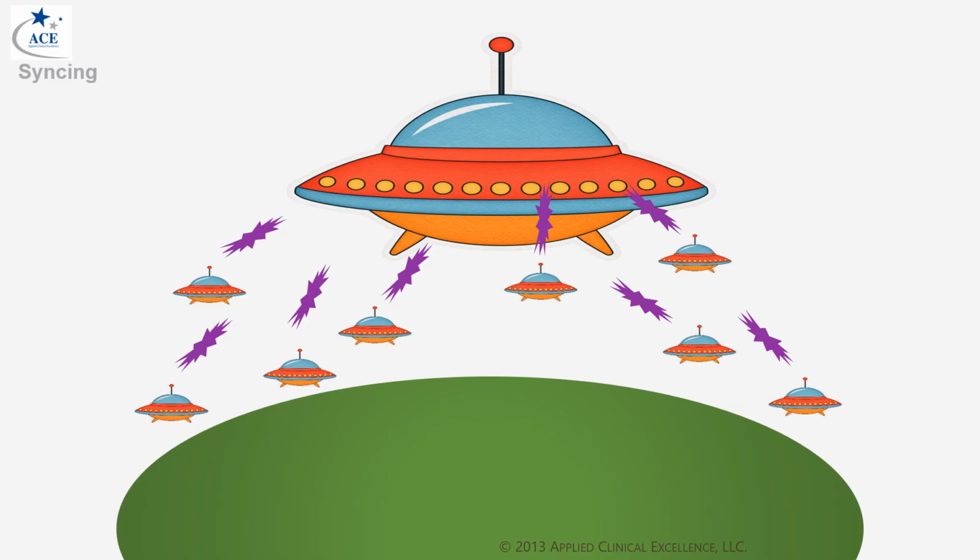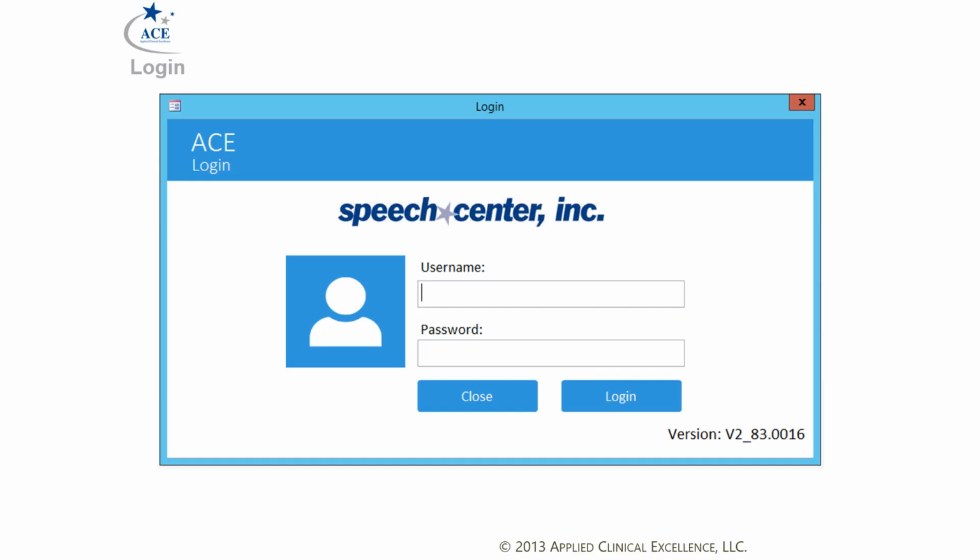Most often, when a user is finished working in ACE, they will complete a sync in order to submit their documentation and data to the Admin ACE mothership. The sync is complete when the login screen appears. The user will tap Close if they do not wish to enter the application again.